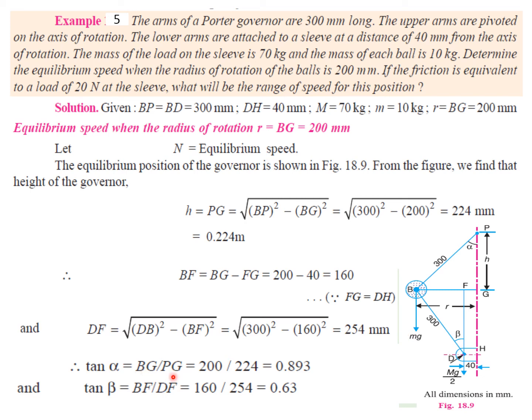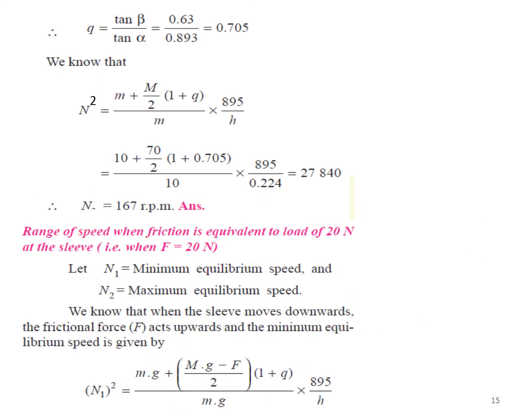So tan alpha is BG by PG. All the values are known. 200 by 224.893. Tan beta is BF by DF, 160 by 254.63. Substitute in q is equal to tan beta by tan alpha. I get the value as 0.705.